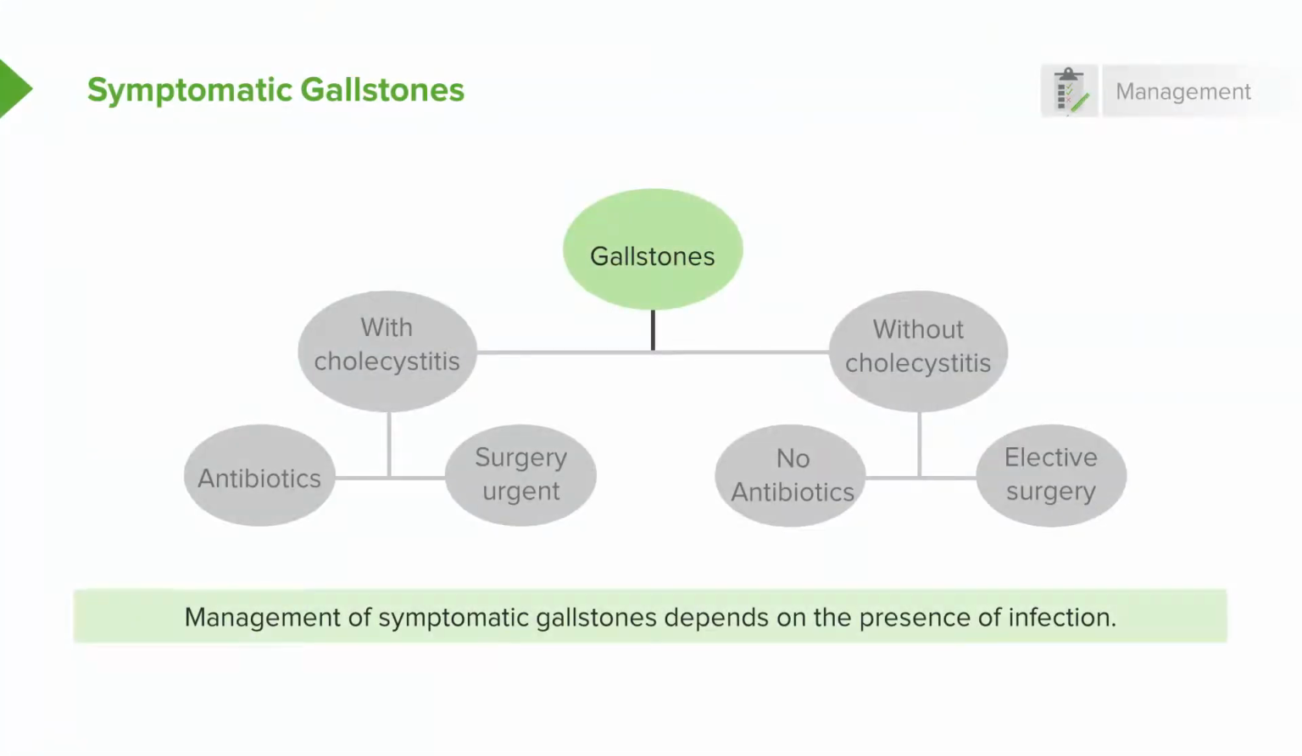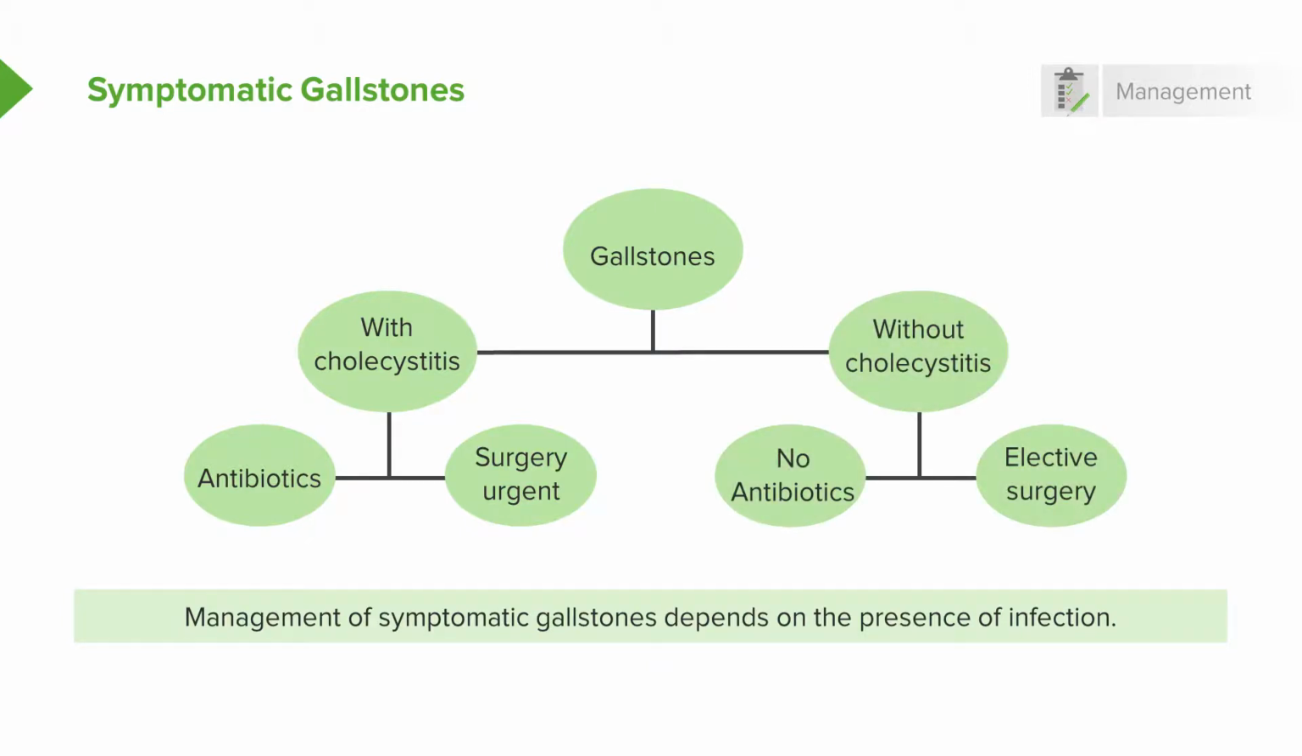How do we manage gallstones? My decision tree involves whether or not the gallstones are associated with cholecystitis. When associated with cholecystitis or infection of the gallbladder, typically antibiotics are given and surgery is recommended. We usually offer surgery within 72 hours of the admission.